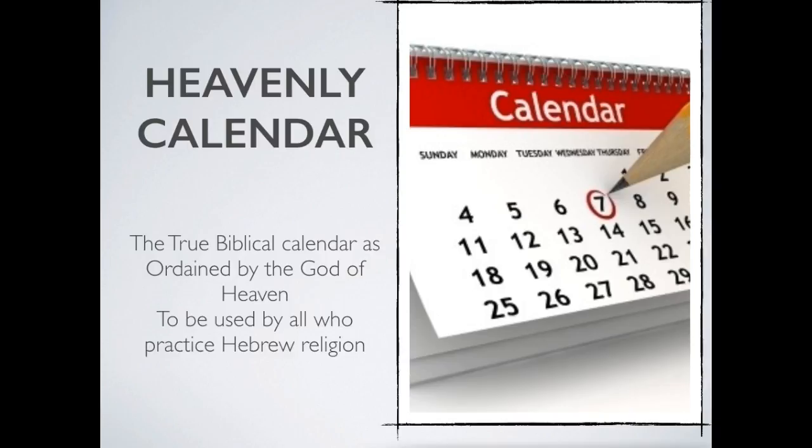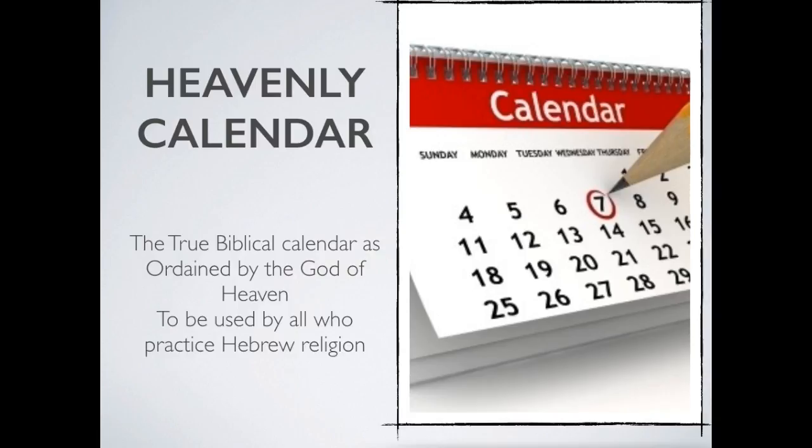Whenever you see days and months referenced in the Bible, it is not a reference to what we use today, such as January, February, and March, and the rest of them. It is a reference to the calendar we'll be teaching you today. This is the true biblical calendar as ordained by the God of heaven. It is the calendar that was used by ancient Hebrews. It is still the calendar that modern Hebrews must use.